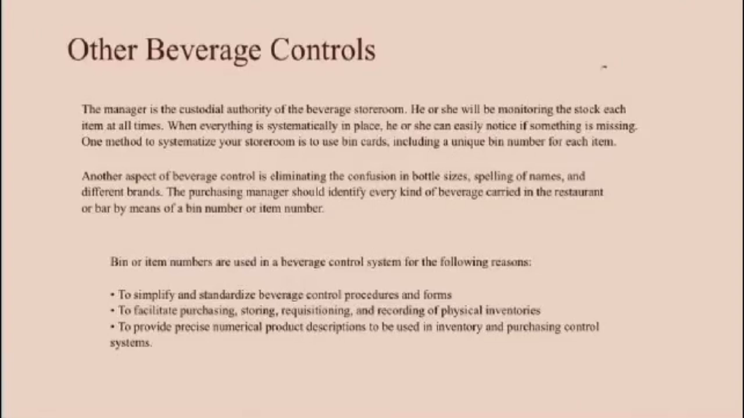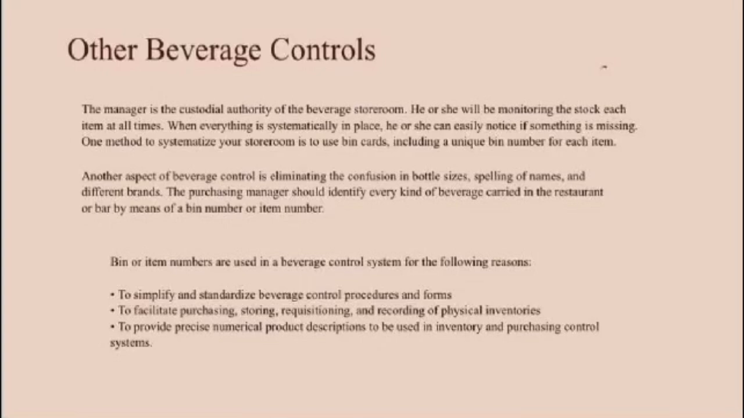Next is the other beverage control. The manager is the custodial authority of the beverage storeroom. He or she will be monitoring the stock of each item at all times. When everything is systematically in place, he or she can easily notice if something is missing. One method to systemize your storeroom is to use bin cards, including a unique bin number for each item.